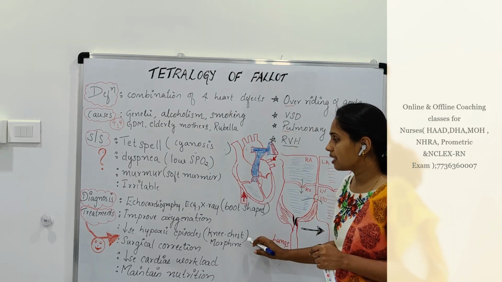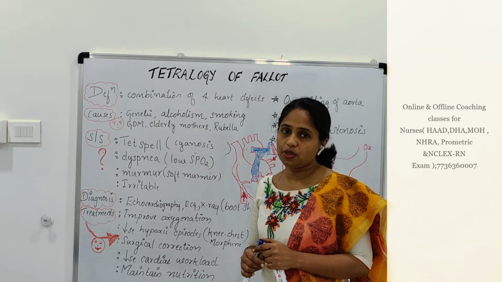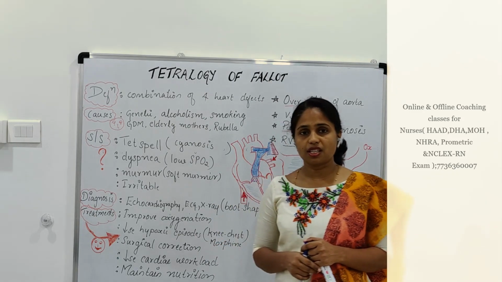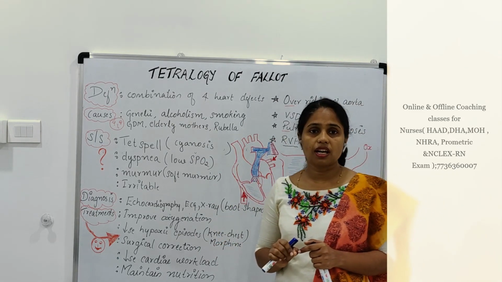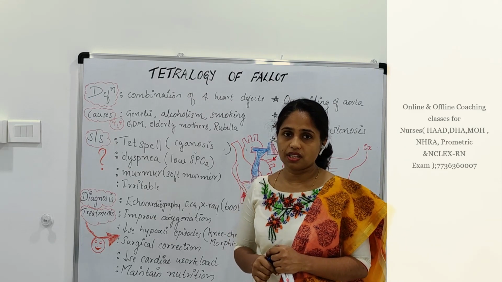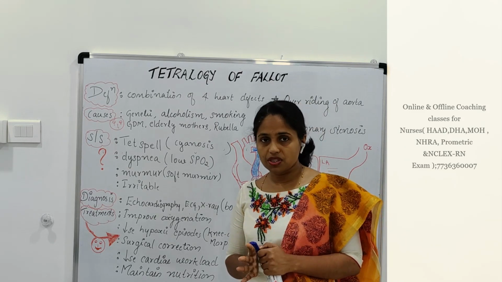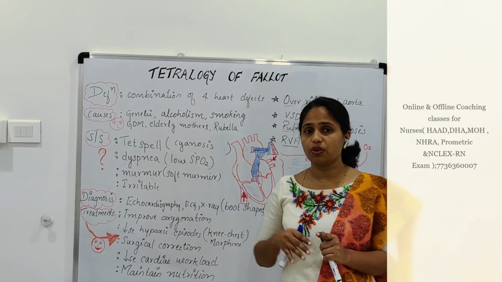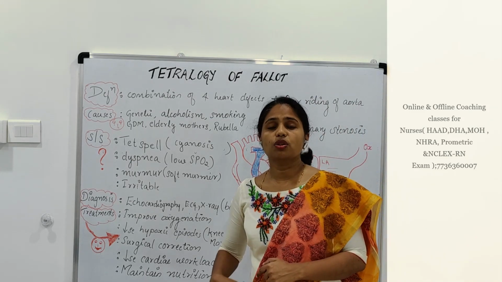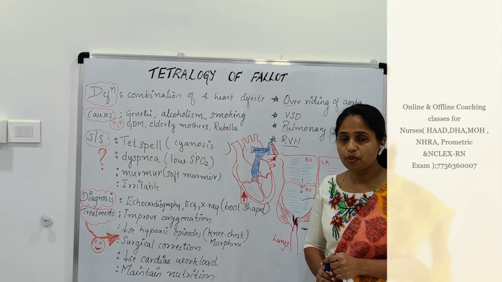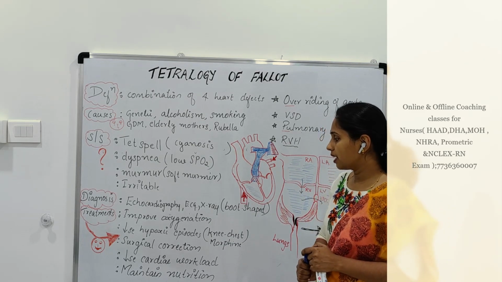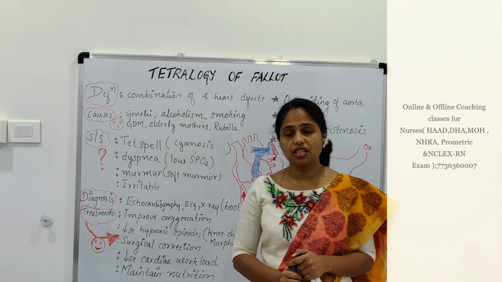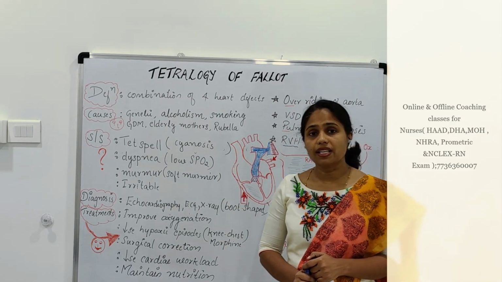And the second is to decrease hypoxic episodes. What are the situations where hypoxia is expected? In which situations is hypoxia expected? Hypoxia is expected during crying, during feeding, during activities. Okay, so you need to reduce hypoxic episodes by providing knee chest position. You can provide knee chest position or a squatting position.